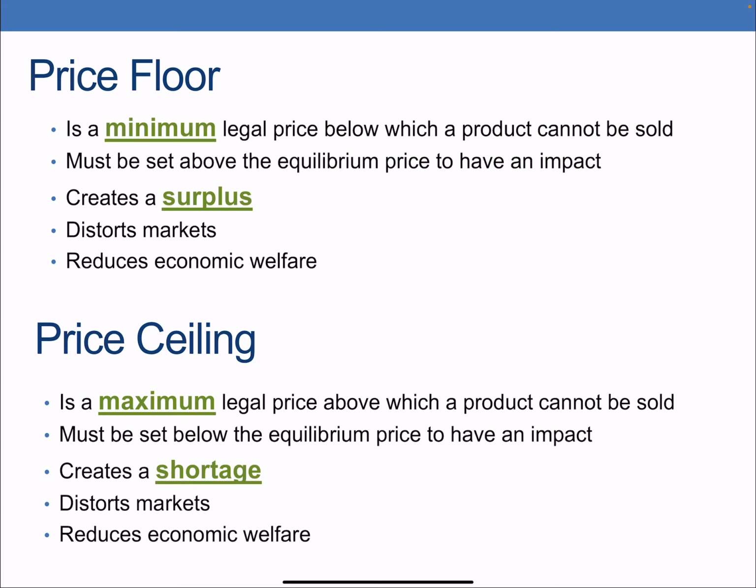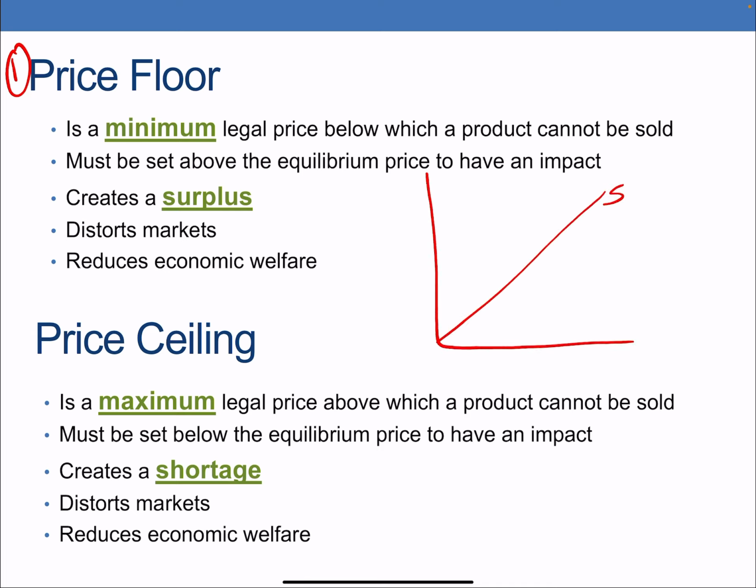The first one is called a price floor. This is a minimum legal price, and you cannot sell a good below that price. So you have to have your price set above that legal minimum, okay? And what we're going to see is that it has to be above equilibrium price to have an impact. Let me show you why really quickly.